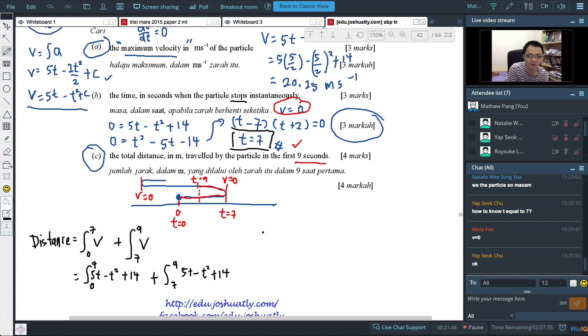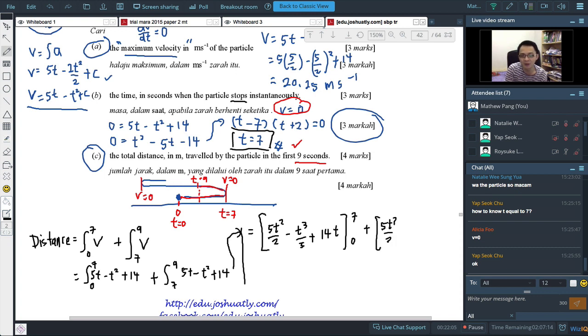So I will integrate 5t, I will get 5t squared over 2 minus t cubed over 3 plus 14t. And then I'll substitute 0, 7 later. And then I plus the same thing: 5t squared over 2 minus t cubed over 3 plus 14t, and then this one will be 9, 7. Alright, then you just substitute 7 into all the t minus substitute 0 into all the t. Of course, substitute 0, you get 0.